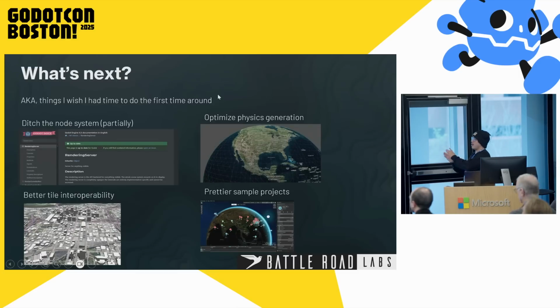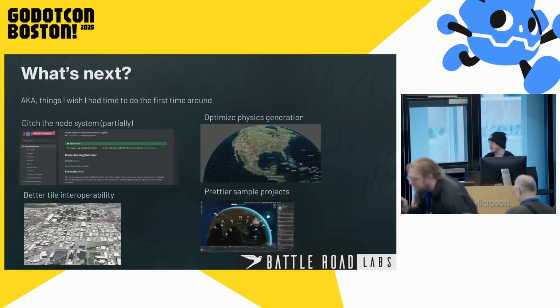All right, so what's next? Of course, this is a really basic implementation at the moment. There are still a lot of things that we could do to make this even better. Ideally, something that I would really personally like to do would be to ditch the node system altogether, or at least partially when we can, using the rendering server. Sadly, there's not a lot of documentation around the rendering server for 3D yet, so that's kind of left as an exercise to the developer, I believe.